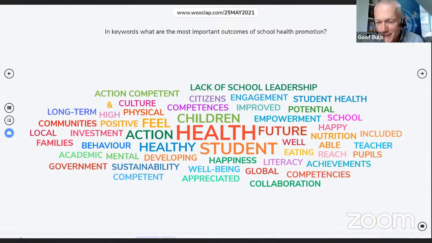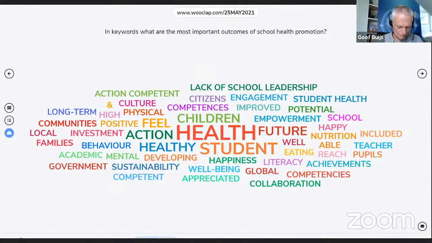Anyone? I see health in big letters, but Kathelijne? Just a short reflection. Yeah, I think this really makes sense. I think it's also the most difficult to measure, the health. That's really a long-term outcome. So I think we're not used to measuring health at the short term, but in the end, this is what we all do it for, of course. And I'm glad to see students, children, competencies also very central here. So yeah. Anyone from your colleagues?